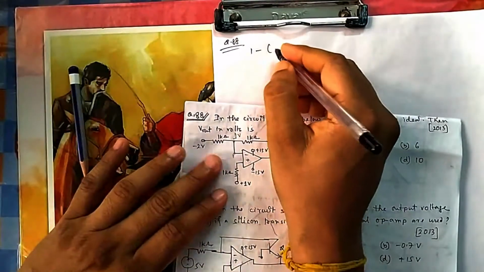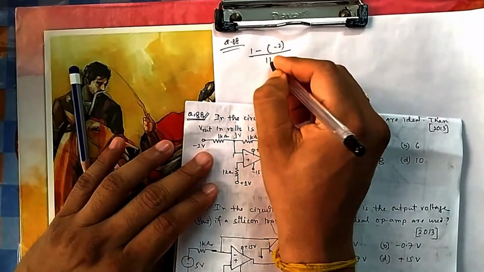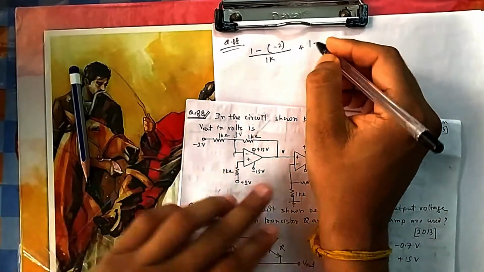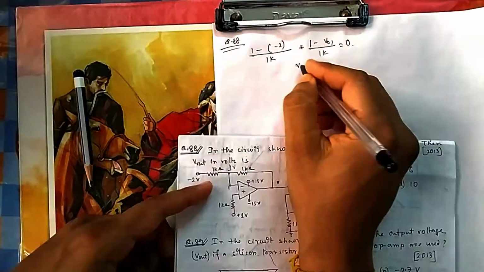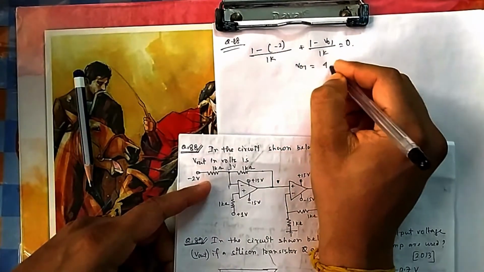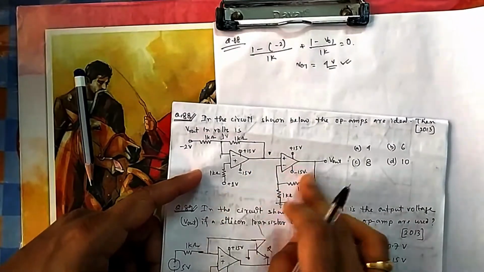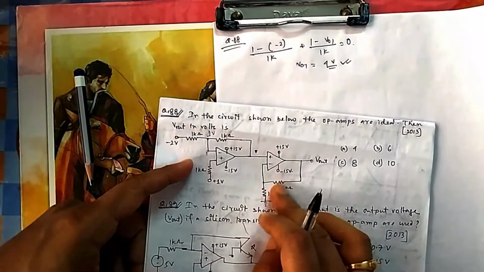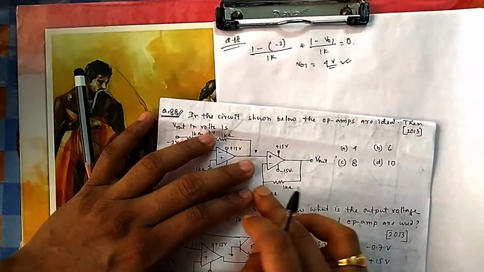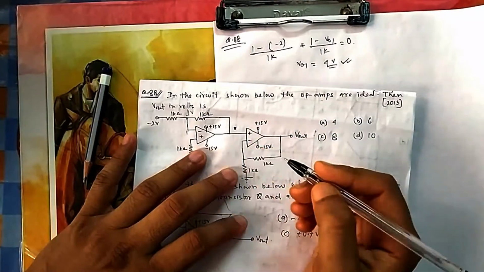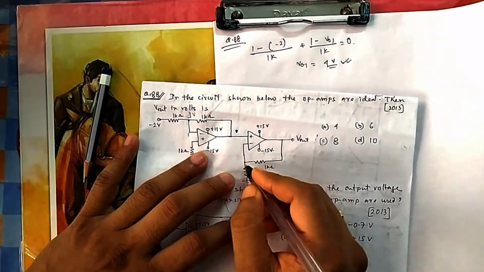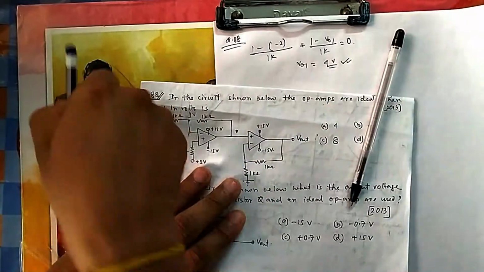So what will be nodal? 1 minus minus 2 divided by 1k plus 1 minus, suppose this is my V01, divided by 1k, that should be equal to 0. So you can find your V01 is equal to 4 volt. Okay, once you got this one, now you can calculate this one. How? Again it is a negative feedback. So this voltage and this voltage should be equal. So this is your V01, so you can apply again V01 here.